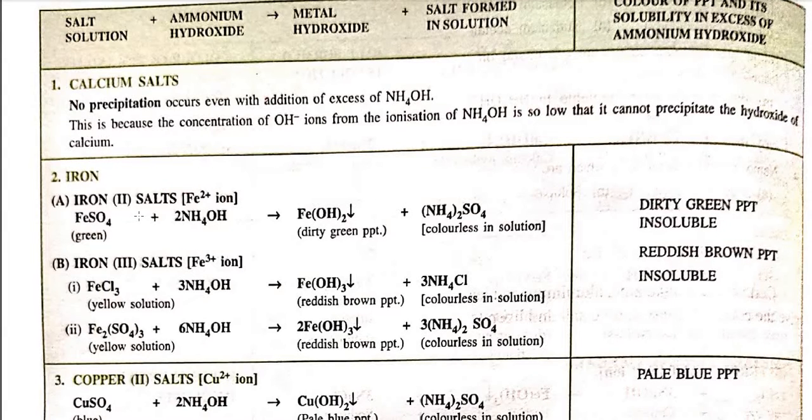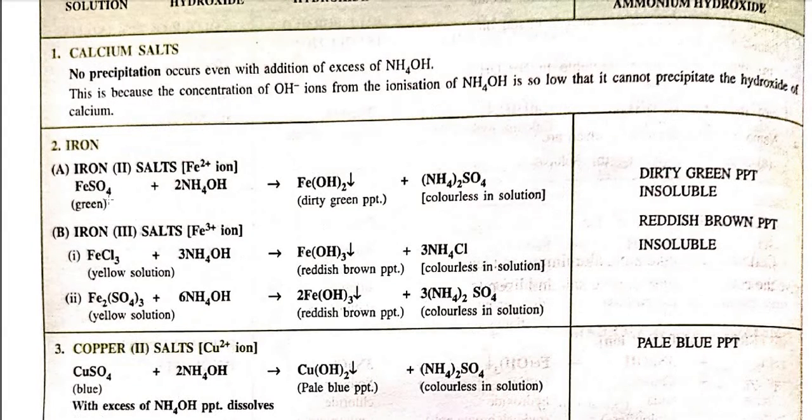Next, when it reacts with an iron salt, say for example ferrous sulfate, FeSO4, which is green in color, it undergoes a reaction where a precipitate is formed, which is ferrous hydroxide, which has a dirty green color, and ammonium sulfate is formed. Now this dirty green precipitate remains insoluble when you add excess ammonium hydroxide.